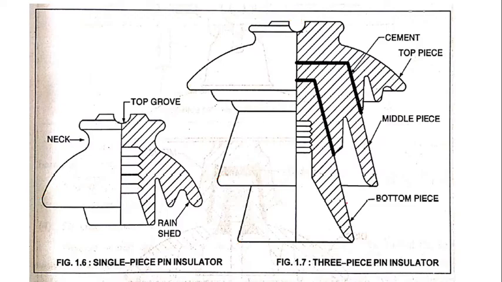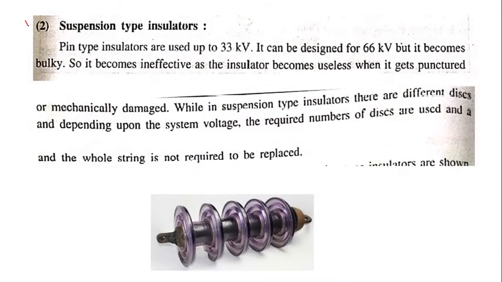Now we are going to talk about the second insulator, that is suspension type insulator. In pin type insulator we use it up to 33 kV. It can be designed for 66 kV, but it becomes bulky. So it becomes ineffective as an insulator, and useless when it gets punctured or mechanically damaged. While in suspension type insulator there are different discs, depending upon the system voltage.